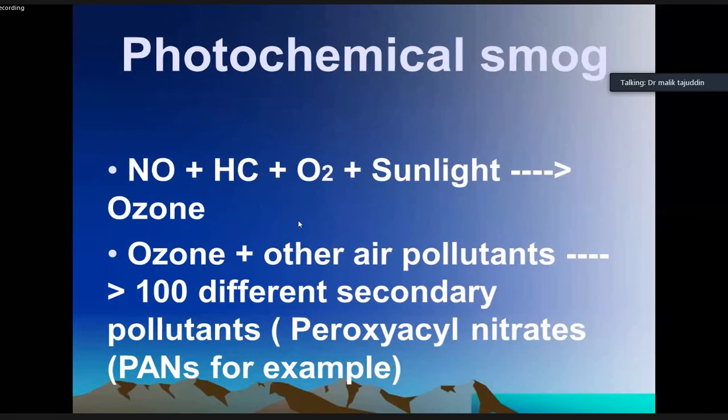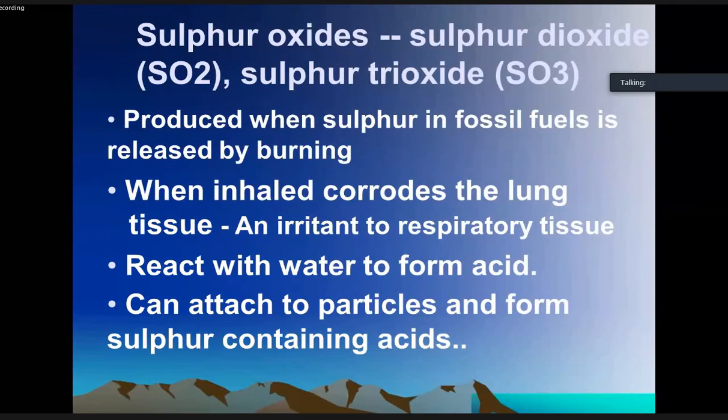release smoke, etc. So this is the phenomenon: nitrous oxide, hydrocarbons, and then the ozone and sunlight, and they are all forming these photochemical smogs. Ozone plus other air pollutants, and there are more than 100 different secondary pollutants which are called peroxyacyl nitrates, PANs, and they are all contributing towards the formation of photochemical smog.